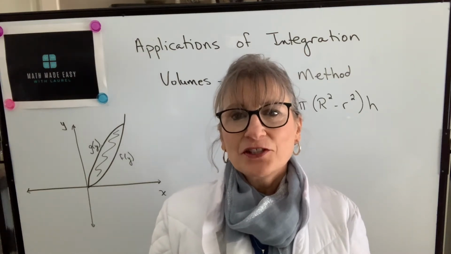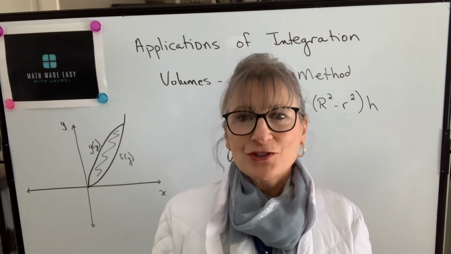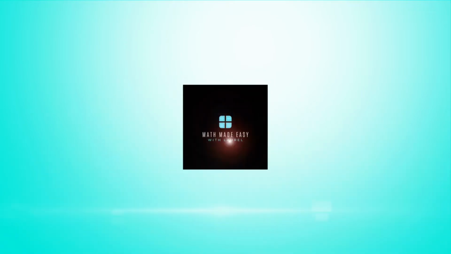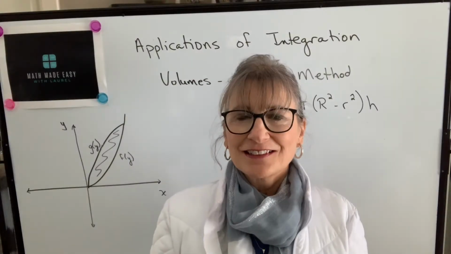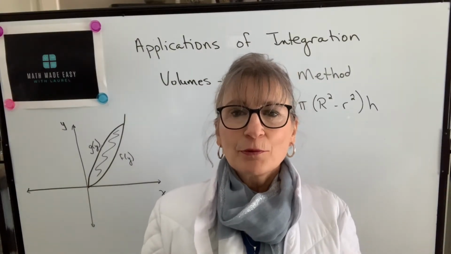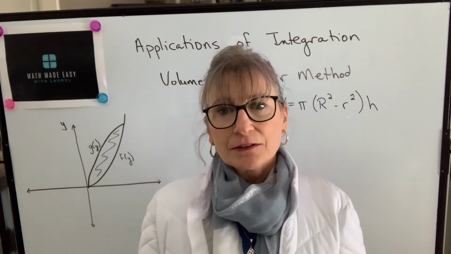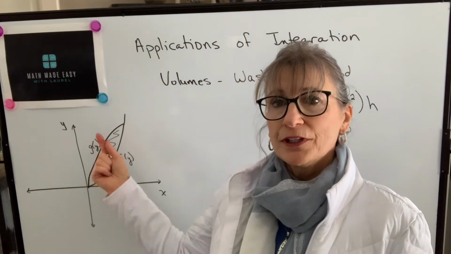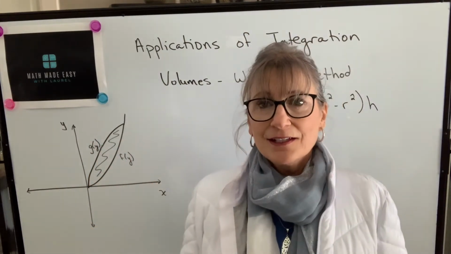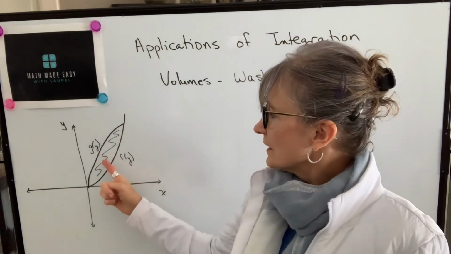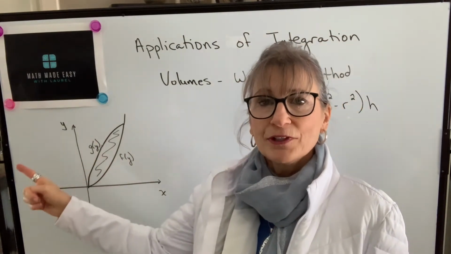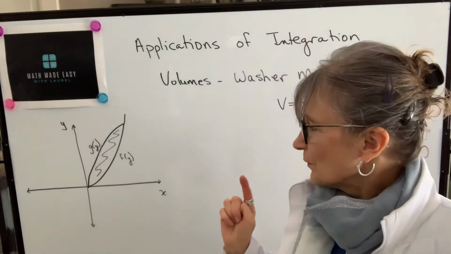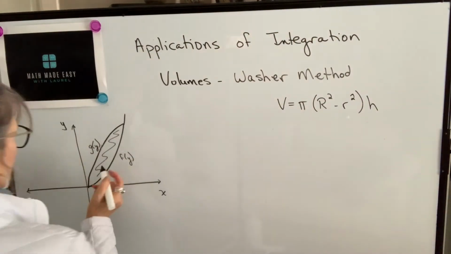This video is a continuation of finding volumes using the washer method. In the previous video, we talked about how we could find the volume of a solid that's generated by taking an area and revolving it around the x-axis. Now what we're going to do is take a look at taking that same area and revolving it around the y-axis. So in order to do that, we're going to use horizontal rectangles.